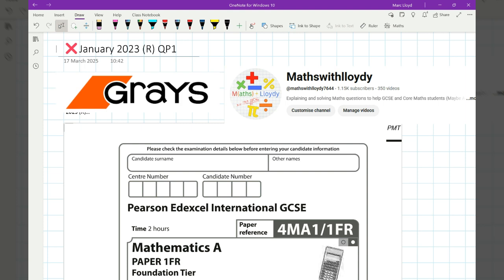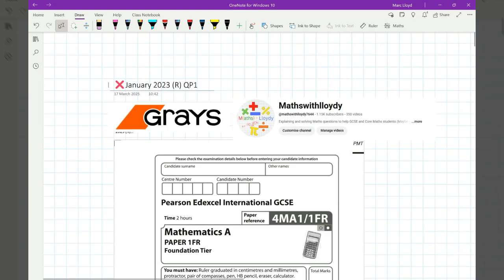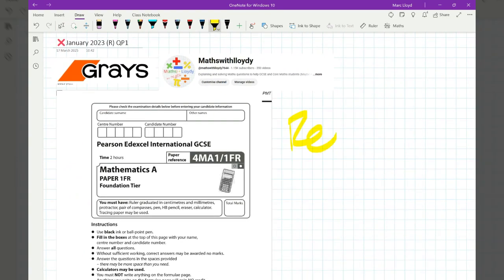Hello and welcome to another project crossover video. Today we're on the January 2023 paper. This one is the regional one. Oh yes, I was highlighting stuff for my year 12s, so I've got the highlighter out.